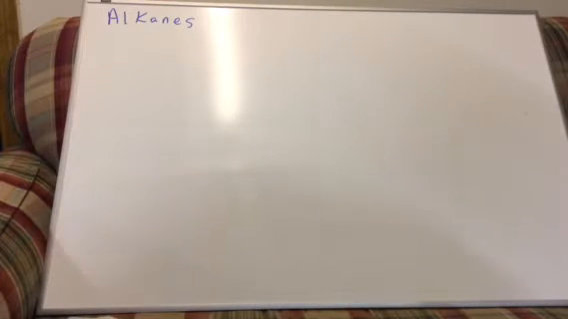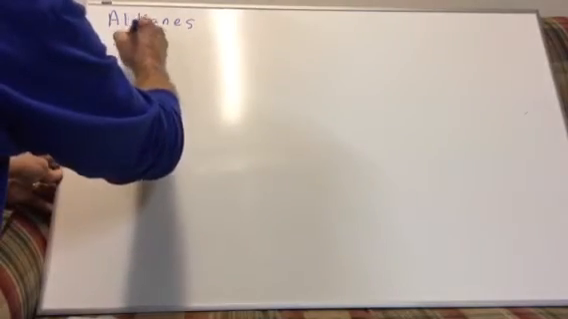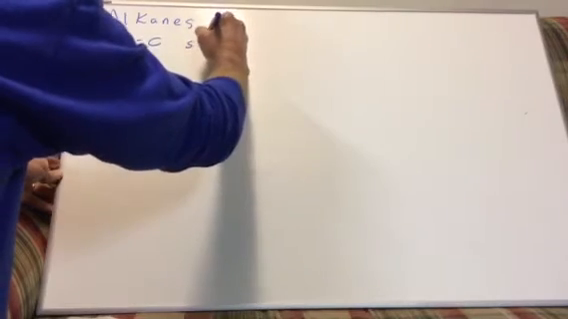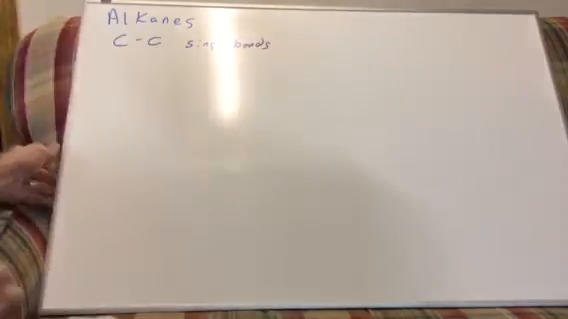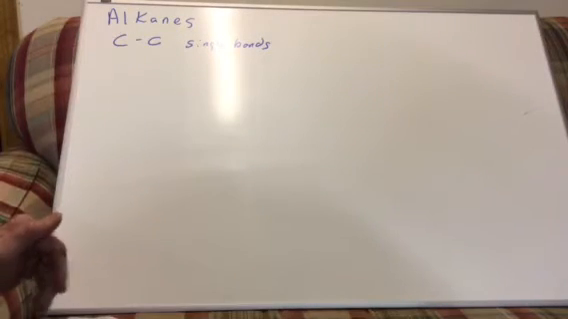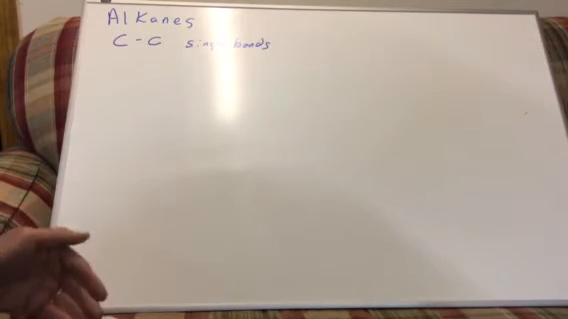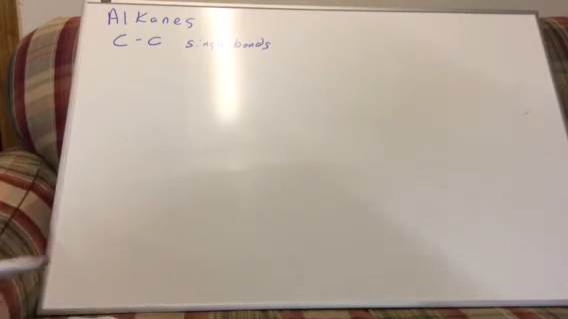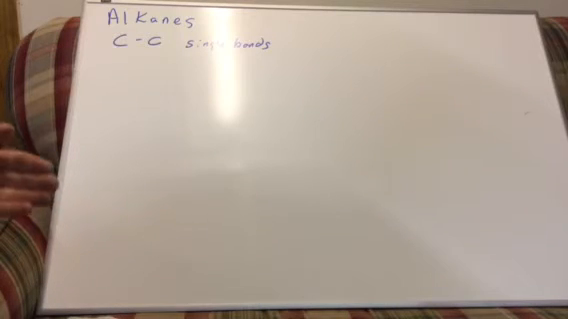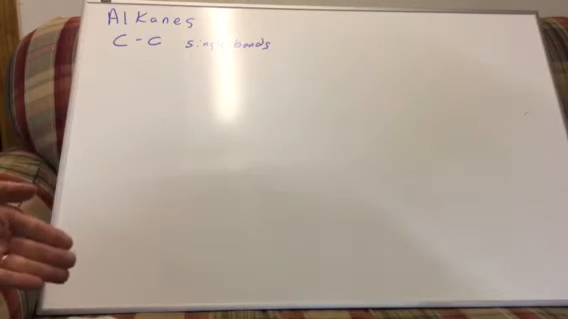Now, alkanes are carbon to carbon single bonds. Okay, carbon to carbon single bonds. And in later videos, we're going to get to the other different types of bonds. But right now, these are all single bonds. Now, we're naming organic compounds that are alkanes. They all end with -ane.